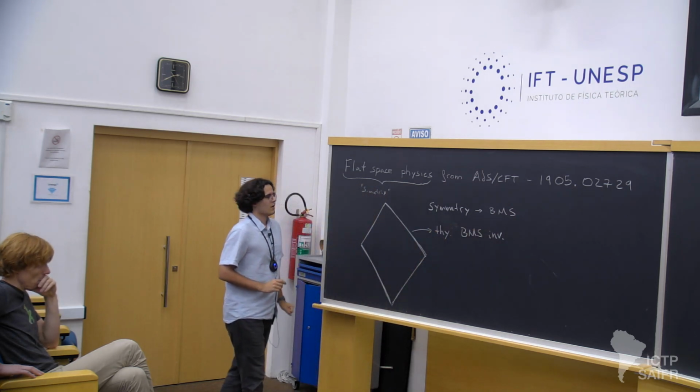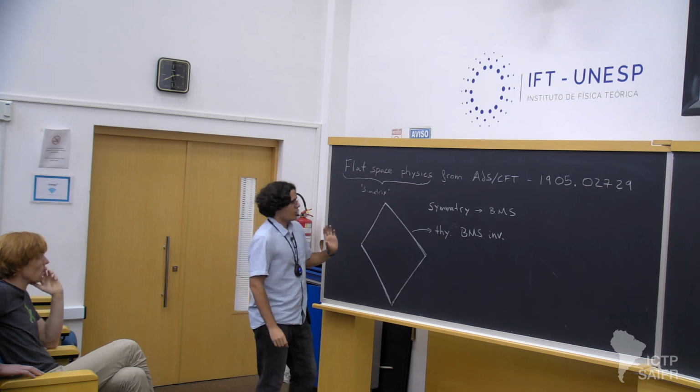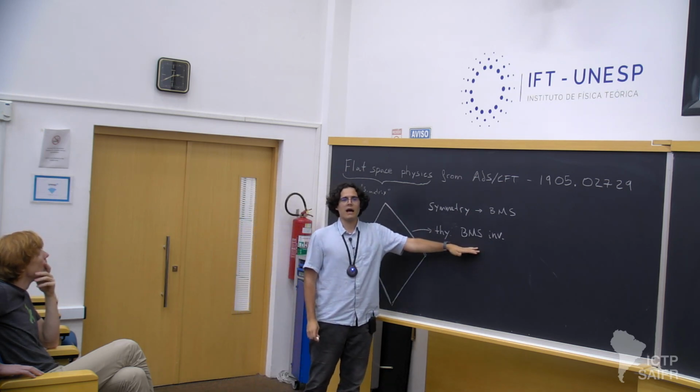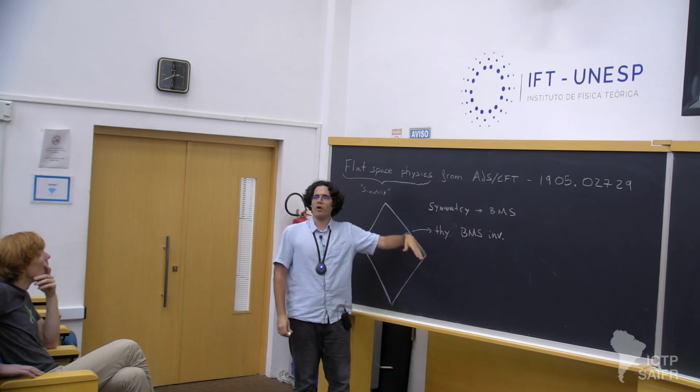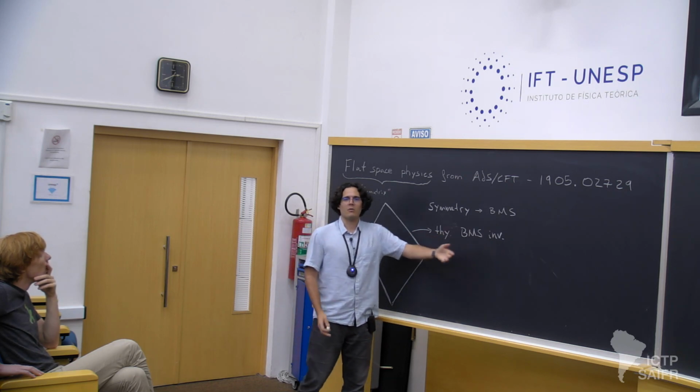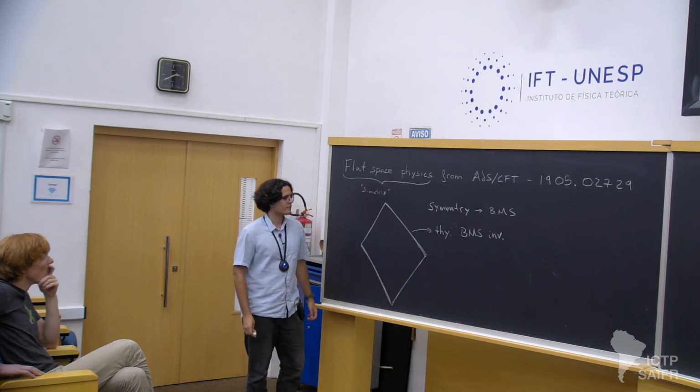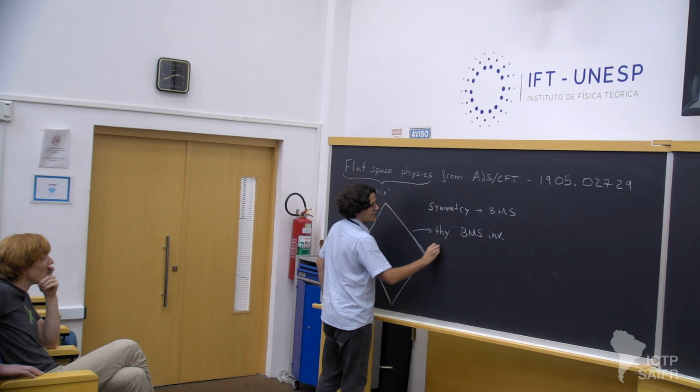All right, so in principle, it would be great if you gave me a BMS invariant theory and then computing correlators of operators in this theory gave me the observables of the flat spacetime theory. And in a sense, that would be the holographic dictionary.